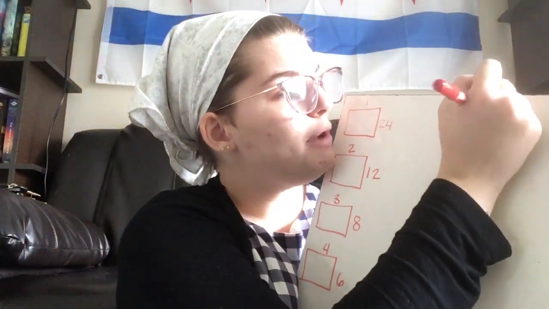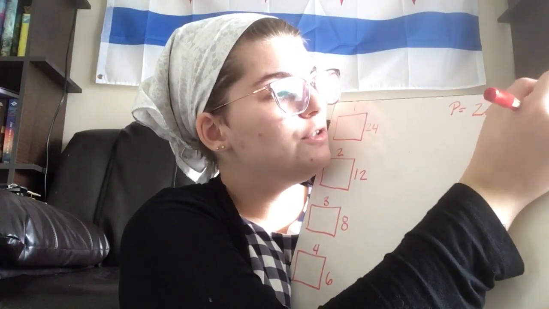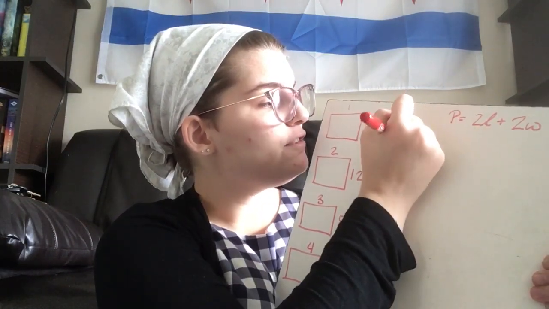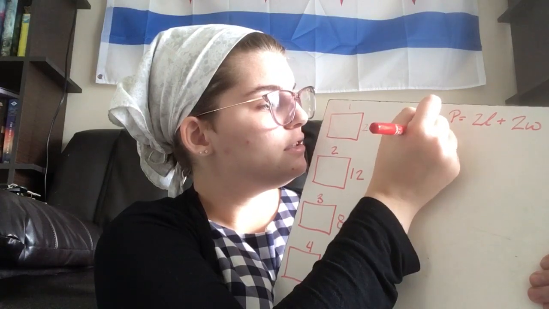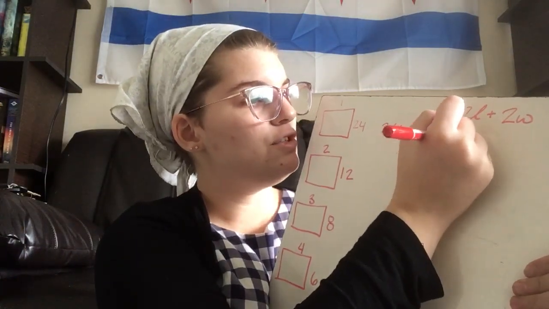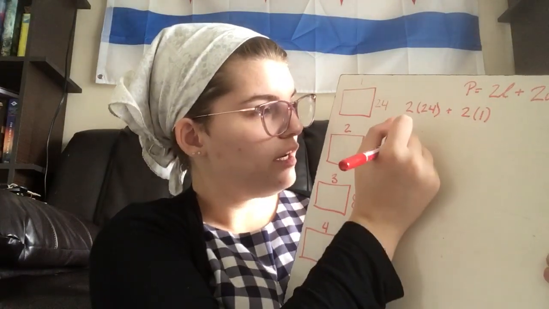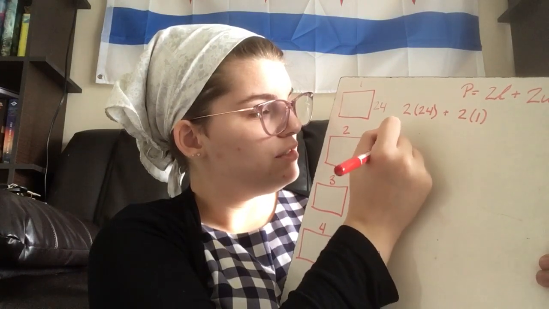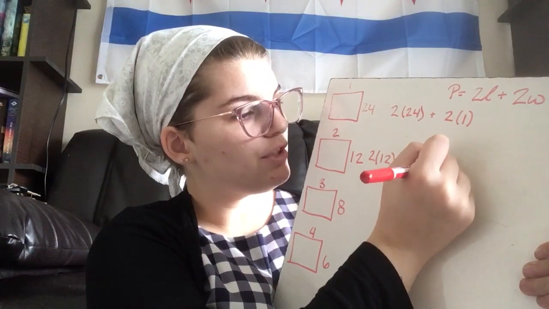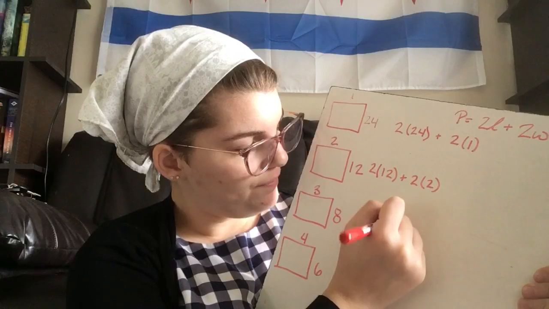Our perimeter, remember, is going to be 2 times the length plus 2 times the width. So if I have my length and my width, I have 2 times the length plus 2 times the width. All right, so I'm going to draw these out for all of them.